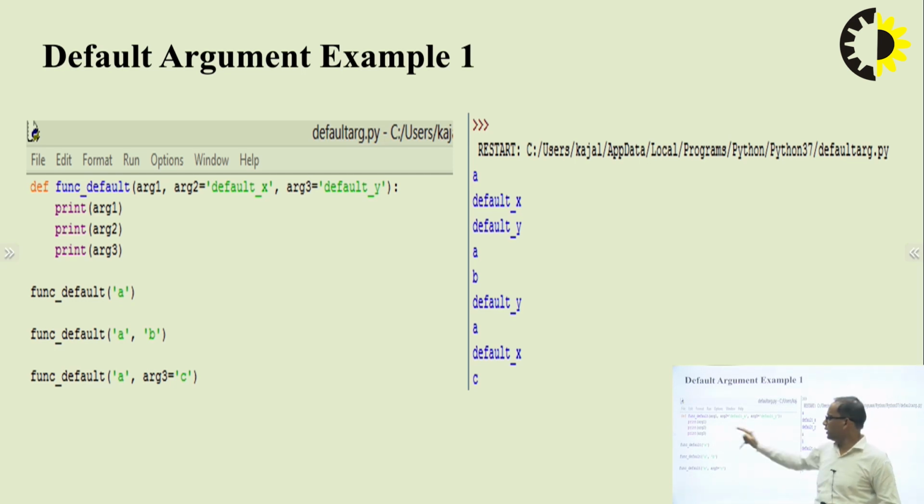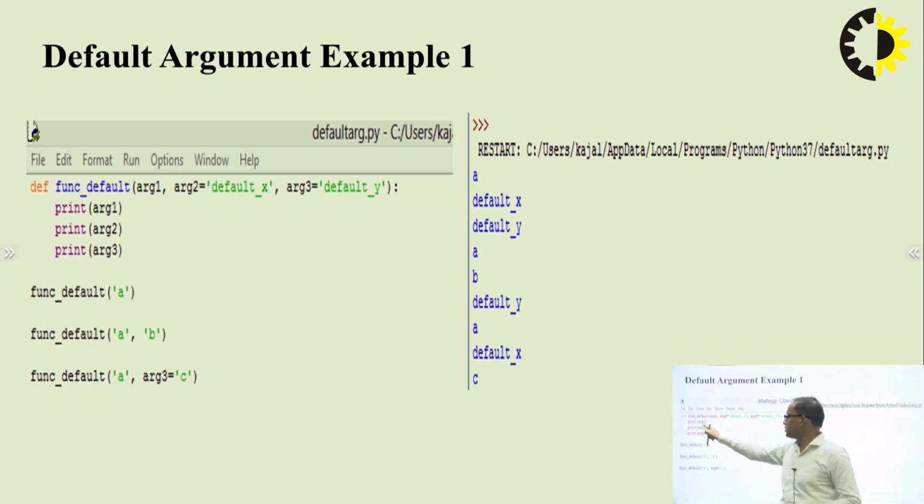So in this statement I am defining a function default, and I am passing three parameters: argument 1, argument 2, argument 3. Argument 2 is initialized by default x, and argument 3 is initialized by default y. It means default x and default y are the default values of argument 2 and argument 3.